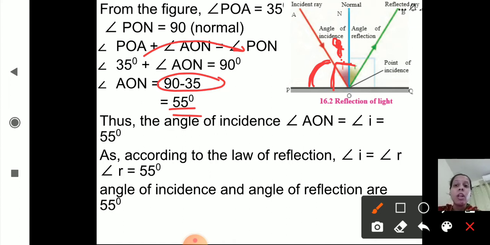As according to the law of reflection, angle I is equal to angle R. Angle of incidence is equal to angle of reflection. So if angle of incidence is 55 degree, then the angle of reflection also 55 degree. So final statement is what? Angle of incidence and angle of reflection are 55 degree. Okay, I hope you are clear with this sum, third one.